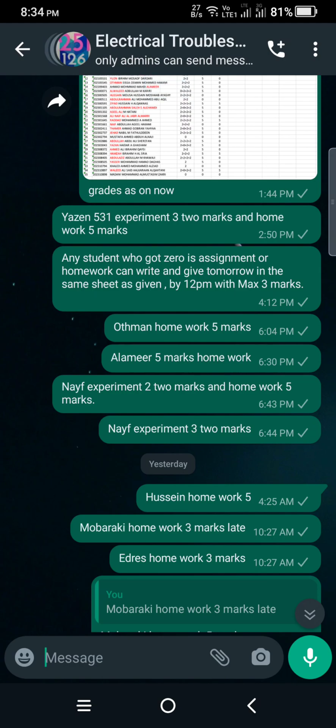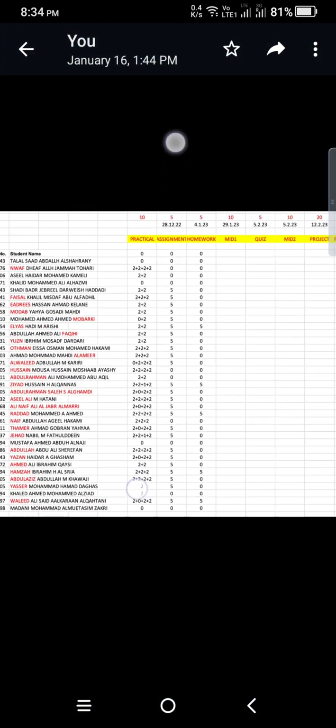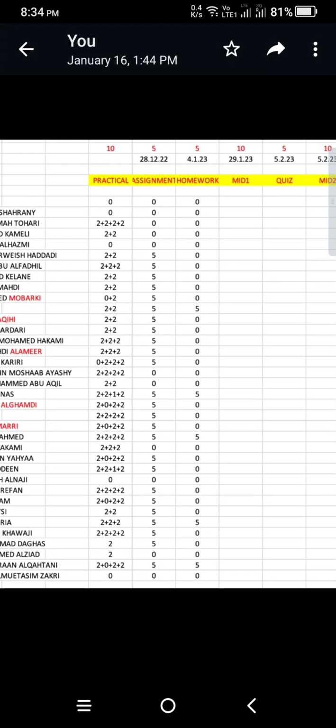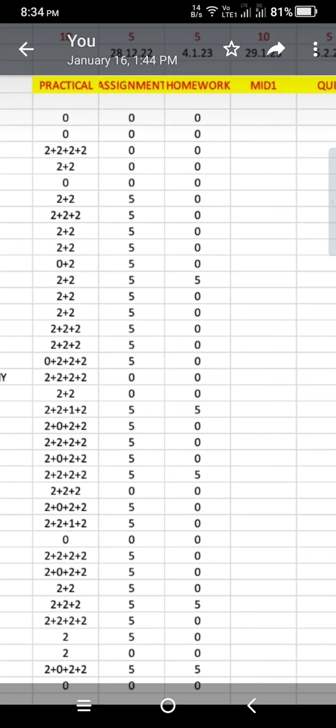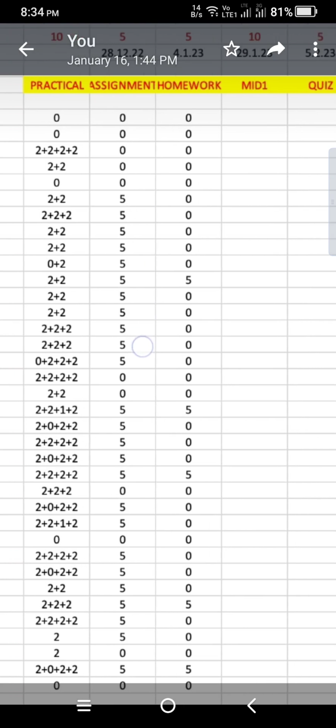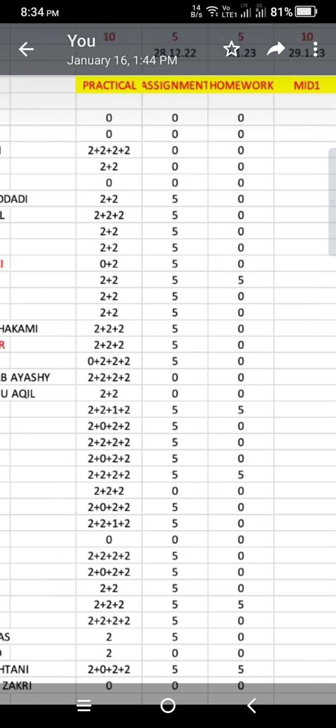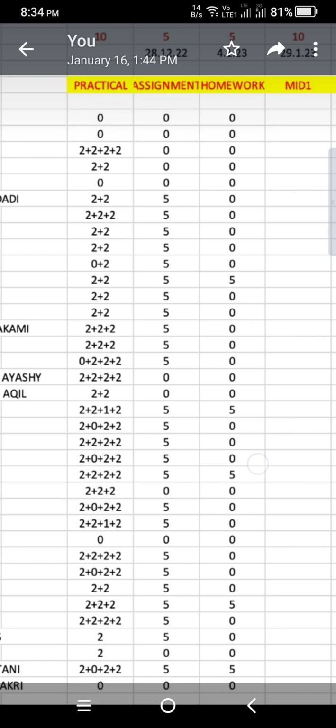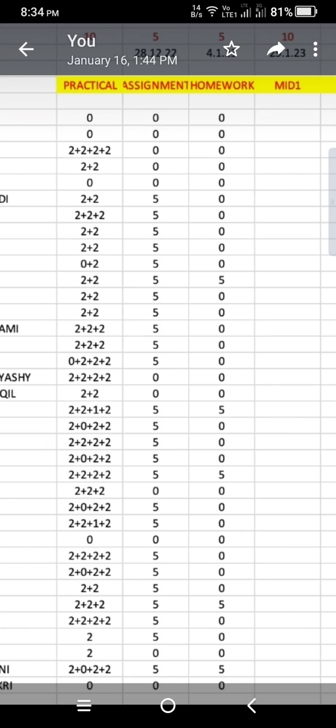And for those whom I have forgotten to give the grades, you see here, students are confusing assignment and homework. They don't even know which is assignment, which is homework. Already in the paper I have written whether it is assignment or homework, and from what to write. How, if you don't distinguish them?